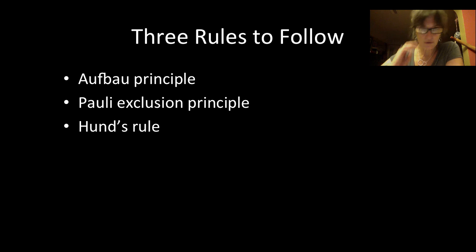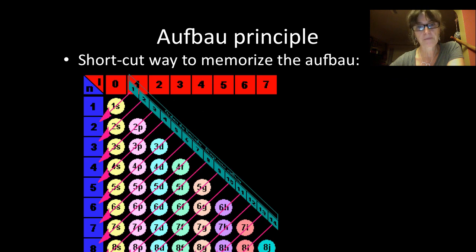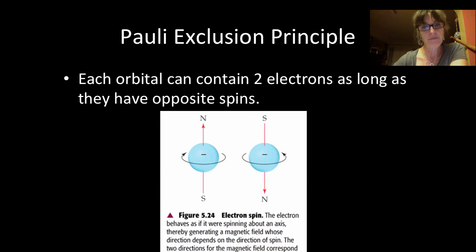So there's three rules we need to follow when we write a configuration: the Aufbau principle, the Pauli exclusion principle, and Hund's rule. The Aufbau principle tells us we always put the electrons in the lowest energy orbital that is available first. Then we move up to higher ones. The way that we can know which orbital has the lowest energy is by looking at this Aufbau diagram, and I'll show you how to use that in a minute.